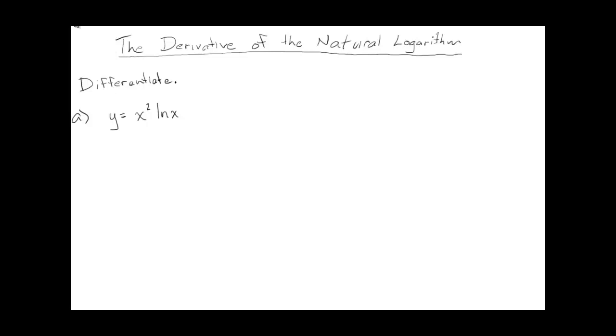In this video, I'm just going to go through a few examples where we calculate derivatives involving the natural logarithm. So here's the first example: y equals x squared times the natural logarithm of x, or x squared times ln x. So in this one, we're going to have to use a product rule.